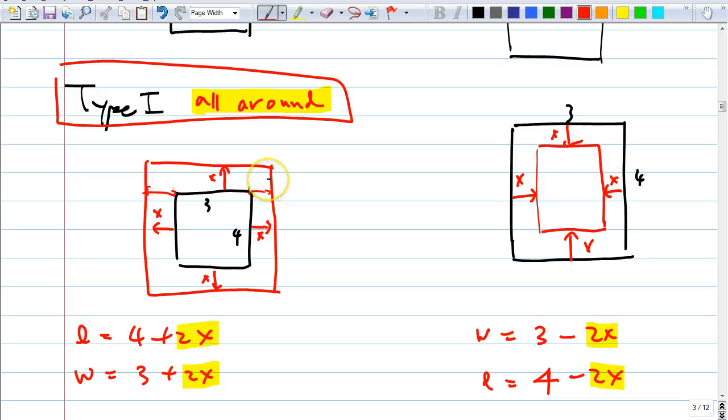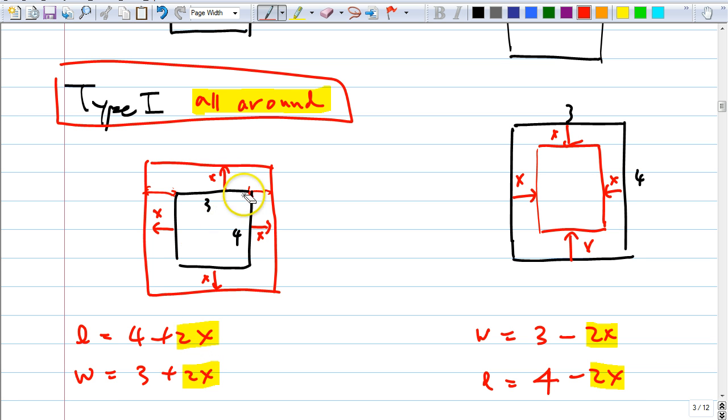Say it again. What's 2x? No, what's the whole thing? Not just 2x. 3 plus x plus x. Isn't that how you get 3 plus 2x? Are you still not convinced?